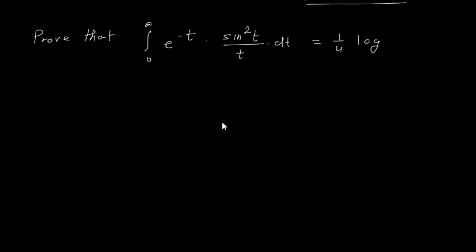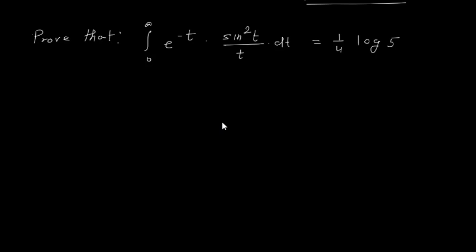I have to prove that, so the question is, prove that integral 0 to infinity e raised to minus t into sin square t divided by t into dt is equal to 1 by 4 log 5. We have to prove that integral 0 to infinity e power minus t into sin square t upon t dt is equal to 1 upon 4 log 5.